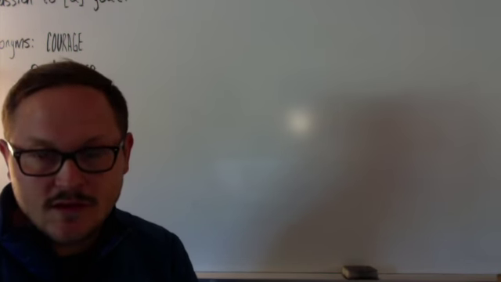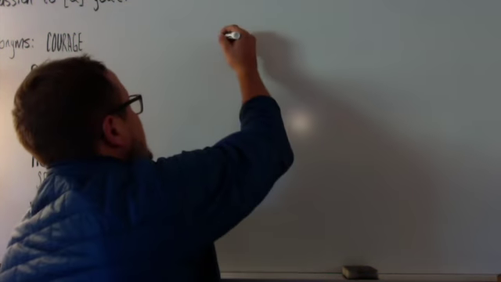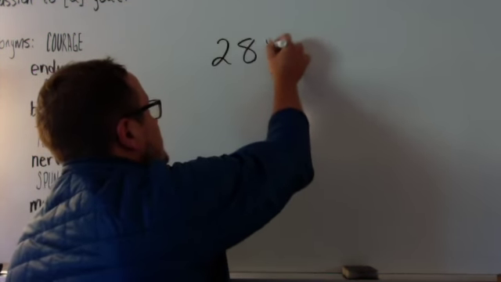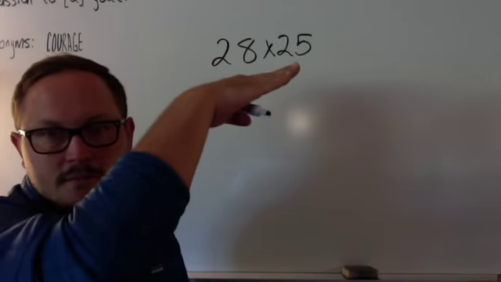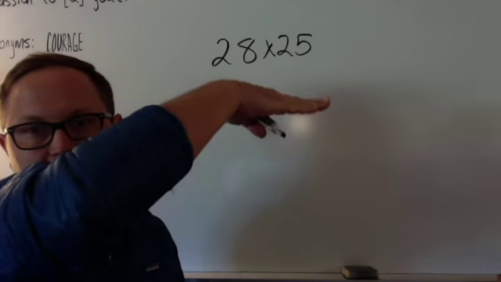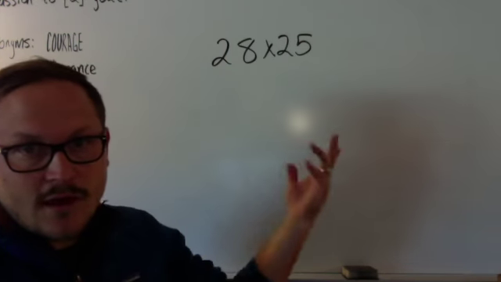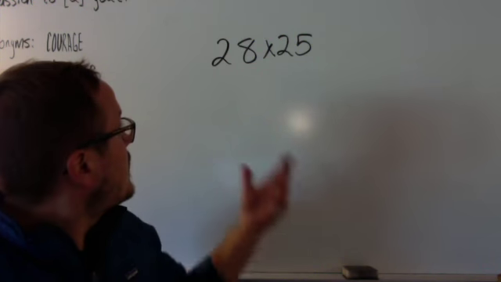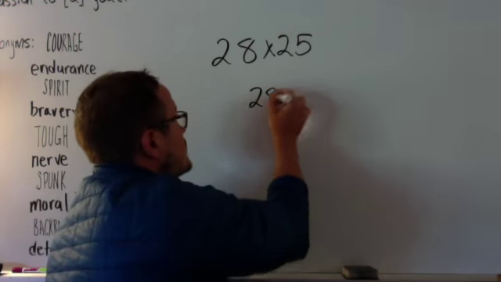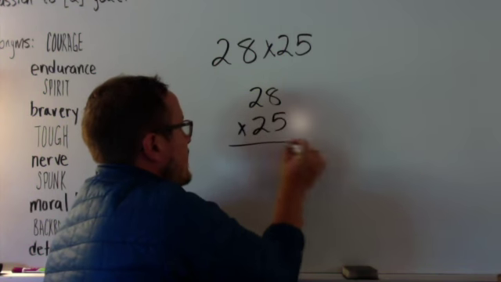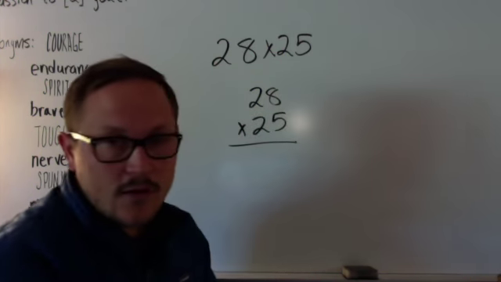Does it always work that doubling and halving once makes it easier? Well, let's look at an example here. 28 times 25. Most of us would get our calculator out, and then most students would want to go to this algorithm here, or another algorithm that they use.